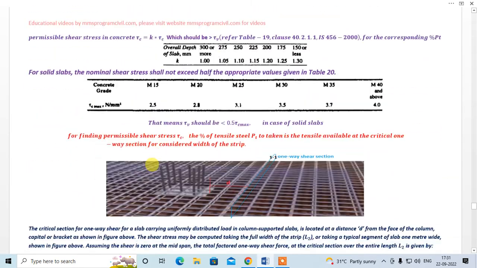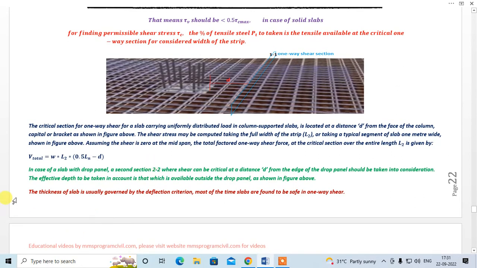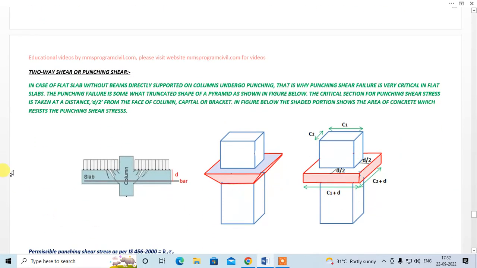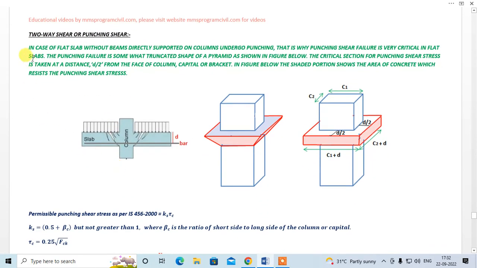So this is very important. The thickness of slab is usually governed by deflection criteria. Most of the time the slabs are found to be safe in one-way shear. So one-way shear is not a big tension in case of design of flat slab or our conventional one-way or two-way slabs. Now, two-way shear or punching shear is very critical in case of flat slab. A flat slab without beam, directly supported on column, undergoes punching. This is why punching shear failure is very critical in flat slabs.